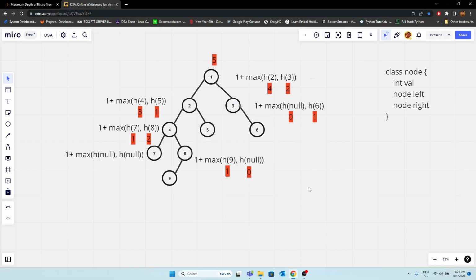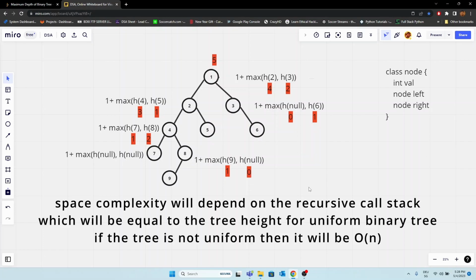Now if we talk about the running time complexity of this approach, this will be big O of n, since it covers all the nodes of this tree, n being the total number of nodes in this binary tree. Space complexity will be constant because we are not using any external data structure.